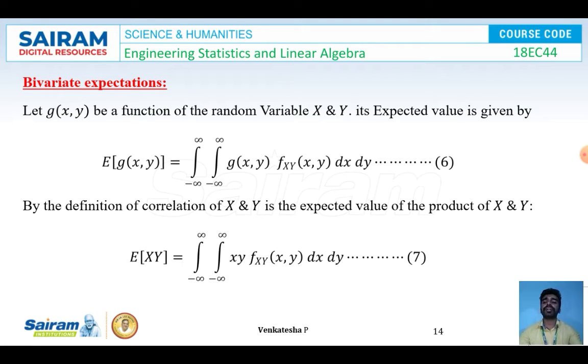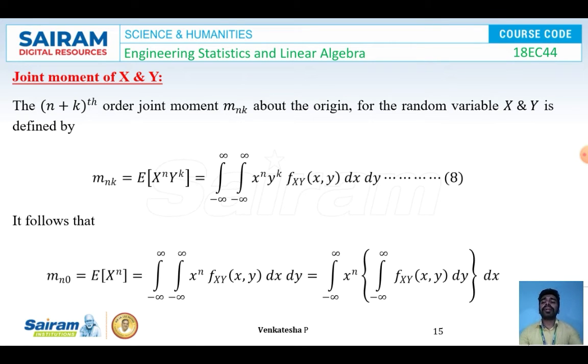Now, bivariate expectation. Let g(x, y) be a function of random variables x and y. Then the expected value of g(x, y) is equal to the integration from minus infinity to plus infinity, integration from minus infinity to plus infinity, of g(x, y) f_XY(x, y) dx dy. Now, to find the expectation of xy, the formula is E[XY] equals the double integration from minus infinity to plus infinity of xy f_XY(x, y) dx dy. This formula is also called the correlation of x and y.